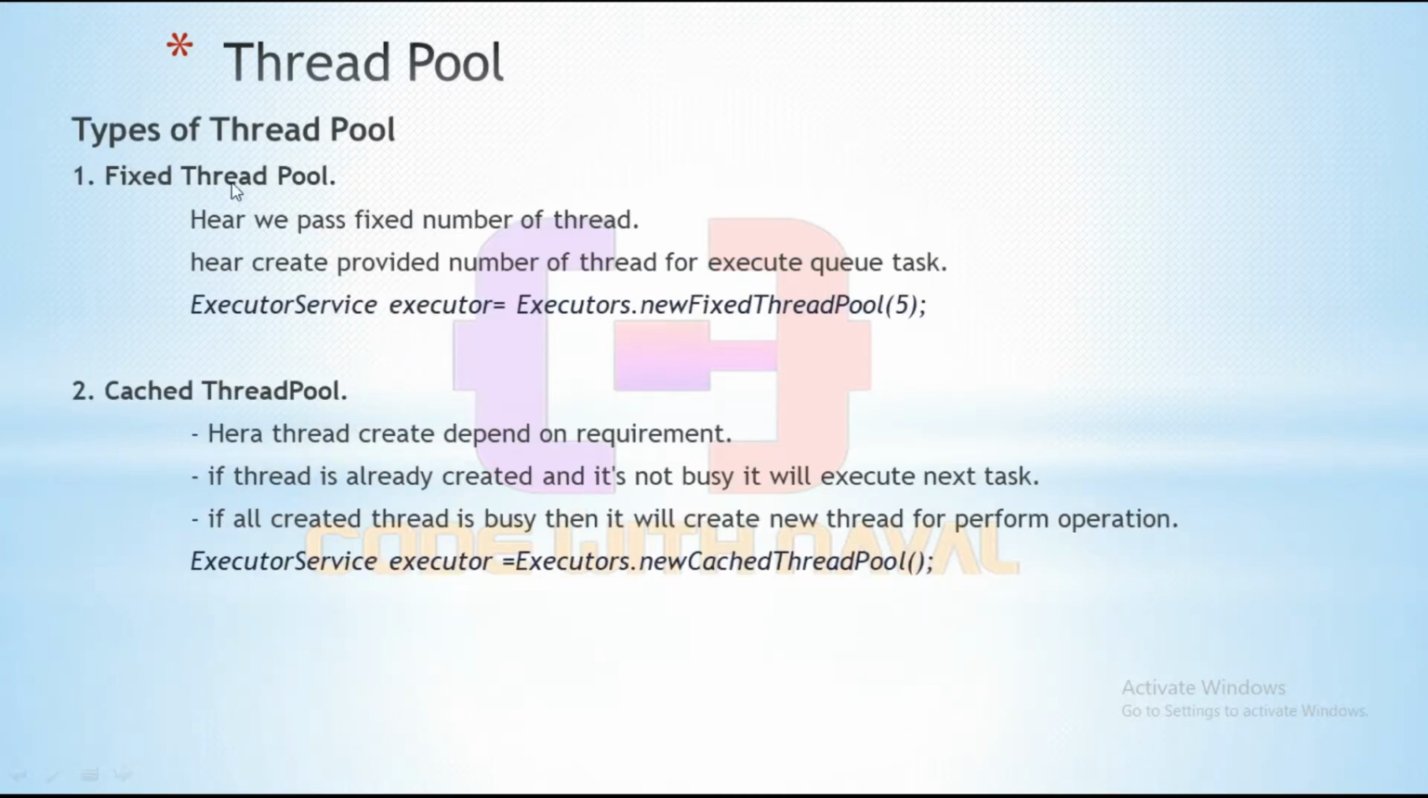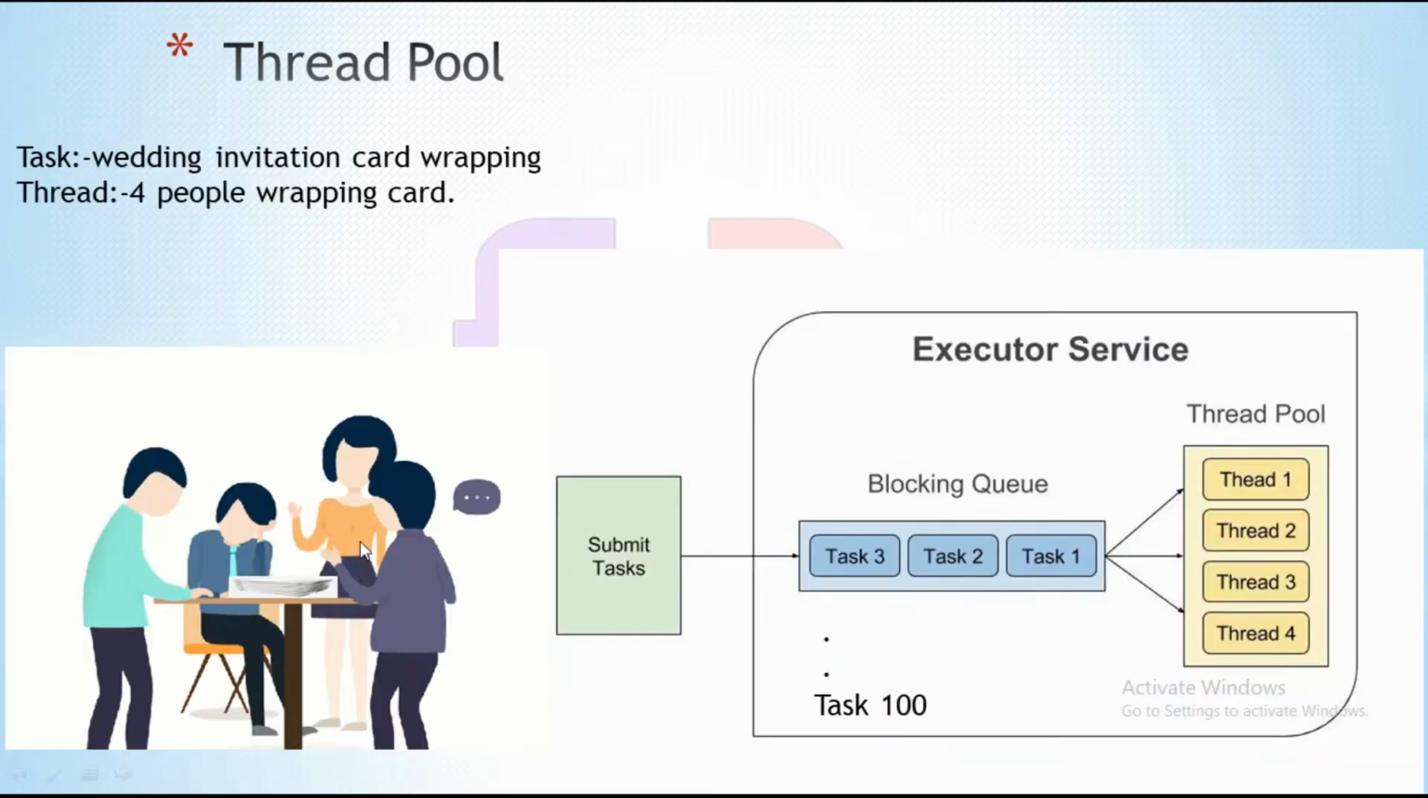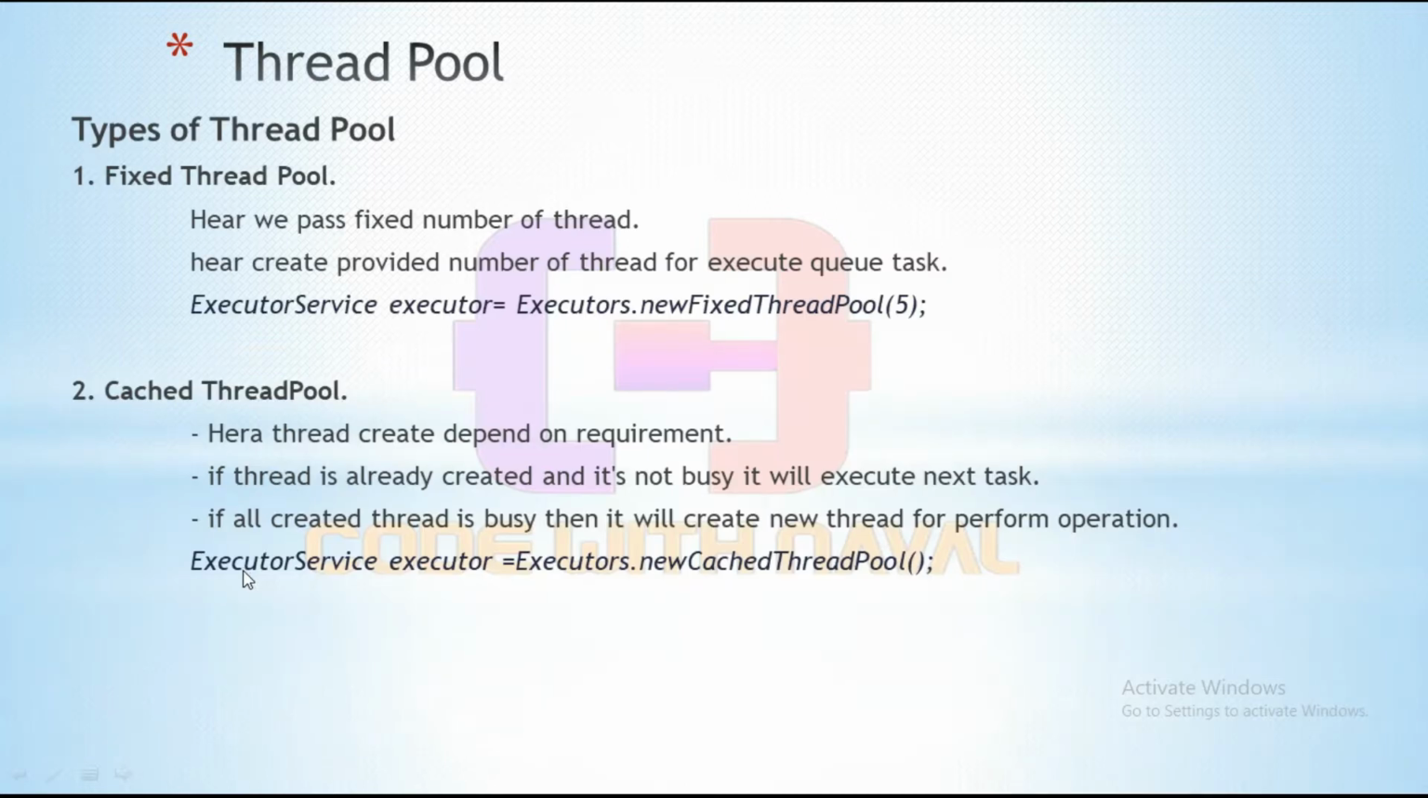First, the fixed thread pool. Here we pass a fixed number of threads. Here we create the provided number of threads to execute the queued tasks. In this example, we have a fixed number of people. We have only 4 people doing these 100 tasks. Here we are neither increasing nor decreasing the number of people. We have 4 fixed people for doing these 100 tasks. That means here we are using a fixed thread pool.